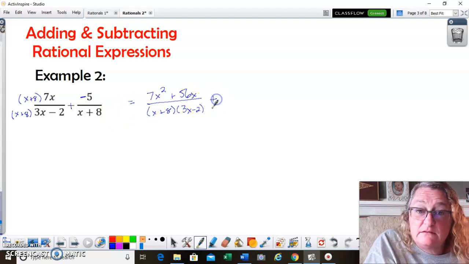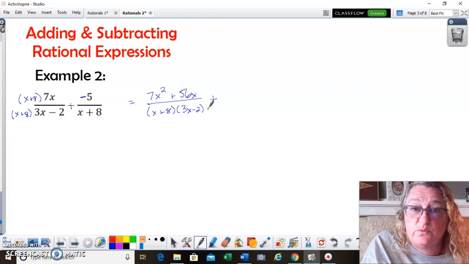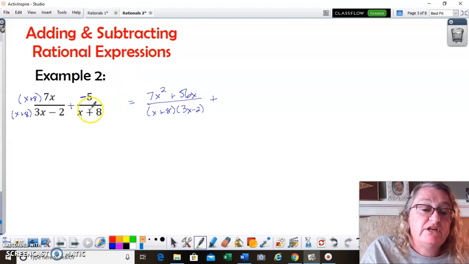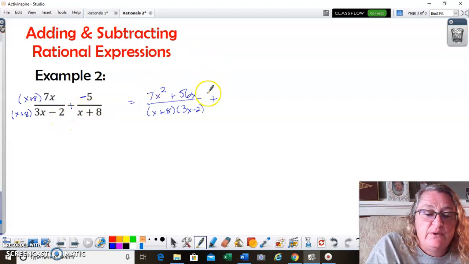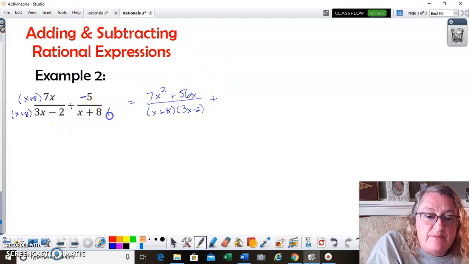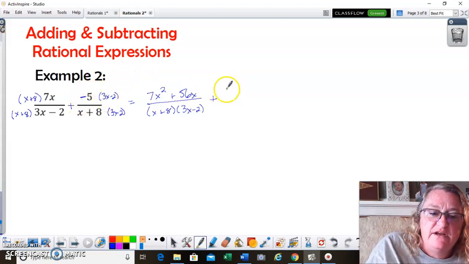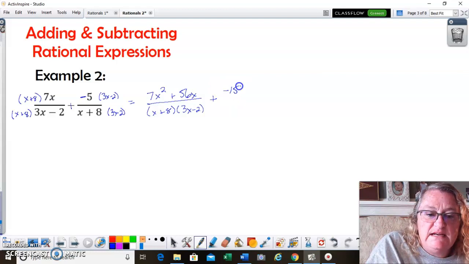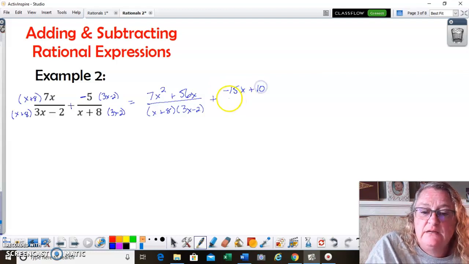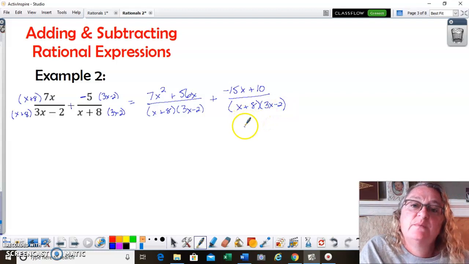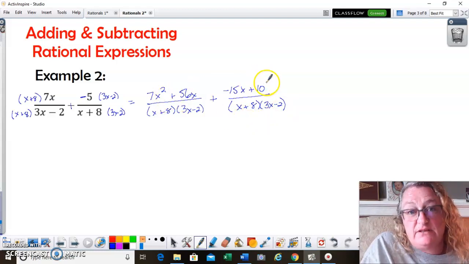And now I'm going to be adding, just like multiplication and division. We change division to multiplication. Well, I'm going to change subtraction to addition to make my life easier. So I'm going to multiply the top and bottom by 3x minus 2 so I can get that like denominator, 3x minus 2. So now that negative gets carried in because I'm going to be multiplying by negative 5. So I actually have negative 15x plus 10 in my numerator, and my denominator is x plus 8 and 3x minus 2. So now that I have like denominators, I just need to add my numerators, and they're like terms.